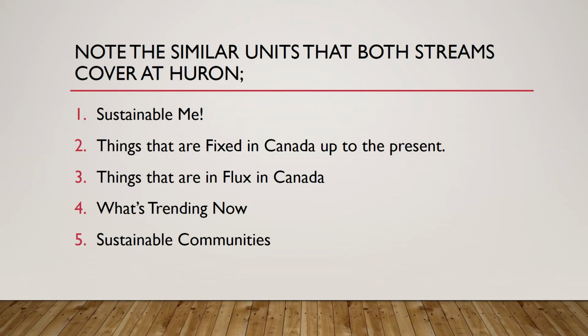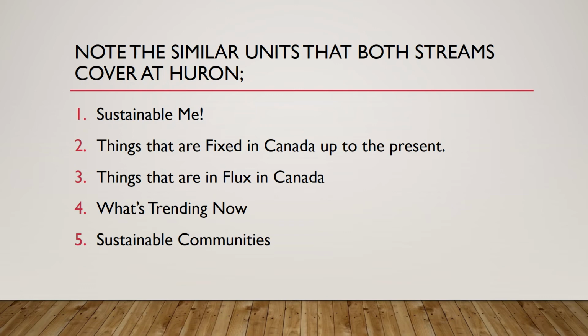You can further see the similarities between the streams here with the course outline. We look at 5 different units here. The first unit is Sustainable Me. It's looking at some of the geographic tools that we're going to offer, getting to know technology, getting to know our place in Canada and the world. Things that are fixed in Canada is sort of a historical look at physical geography and human geography, settlement patterns, geological eras and such, up to present day. This allows us then to look at things that are in flux and always changing. Aid and trade, immigration, some of the natural disasters that happen in Canada.